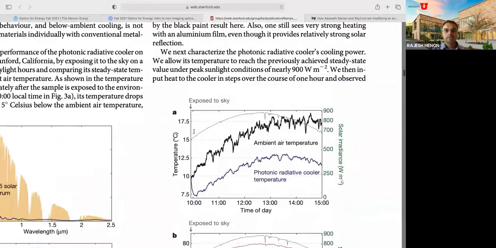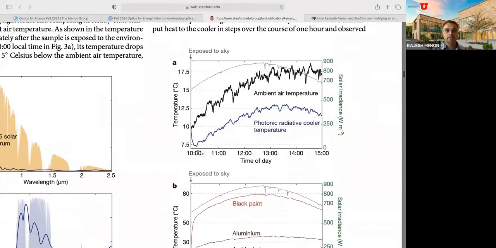Now, of course, this is the most important experiment that they did here. The horizontal axis is the time of the day they set it up, and then they start measuring starting a little before 10 a.m. and they measured the temperature. So this is what happens very quickly because of radiative cooling. The temperature drops below the ambient temperature, shown in black. The photonic device goes below the ambient temperature very quickly and maintains that over the course of the day, several degrees below, as you can see.